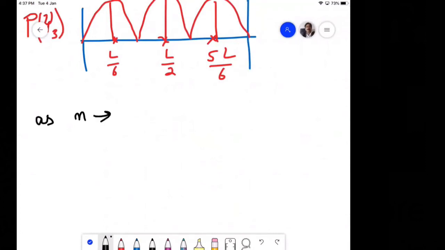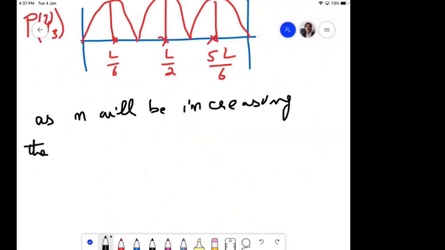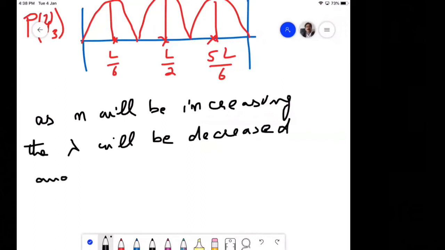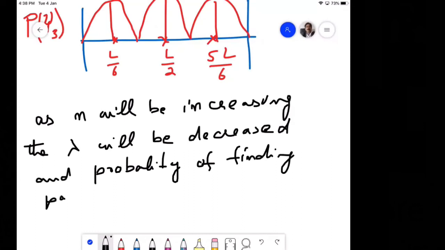As n will be increasing, the wavelength will be decreased, and the probability of finding the particle will increase.